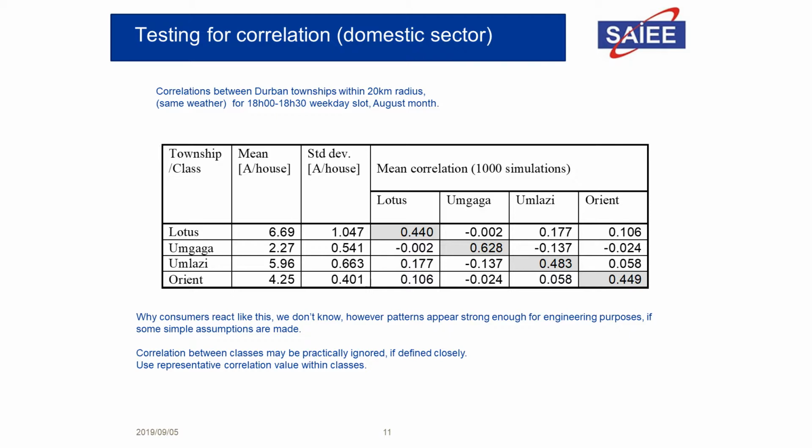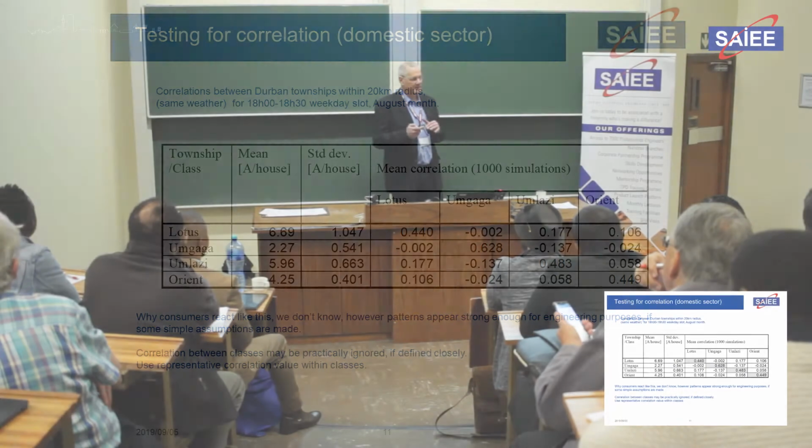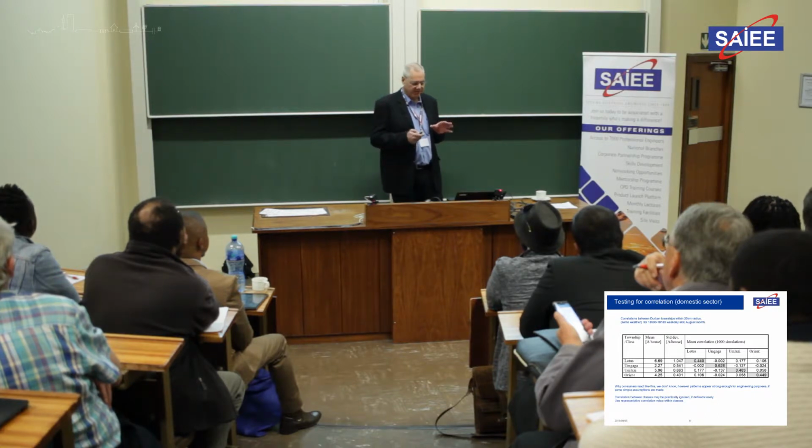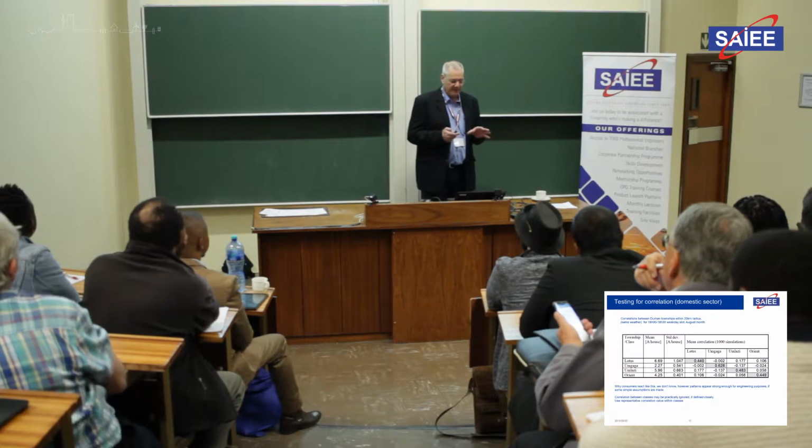And we then did some simulations, and we started to figure out what the correlation actually was like and what it wasn't like. And as you see in the intersection between Lotus X and Lotus Y, that 0.44 there is the correlation of the customers in Lotus to themselves. Very interesting. If we look at the correlation between the customers in Lotus to any other place like Umgaga, Umlazi, or Orient, the values are rather lower. So here we have customers that are roughly the same, and they're all in the same 20-kilometer radius.